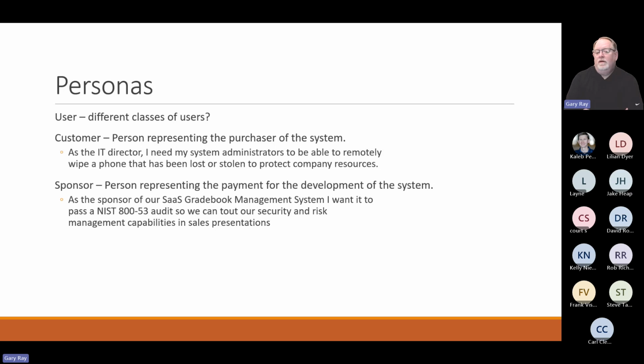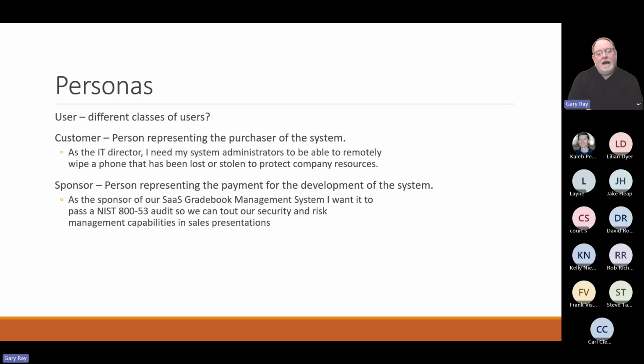And so stories, what we typically call user stories, can be valuable for people who are not users. Sponsors is another example. So this would be a person representing payment for or development of the system. As the sponsor of our SaaS gradebook management system, I want it to pass a NIST 853 audit, so we can tout our security and risk management capabilities in a sales presentation. So just as we go through stories, or as you go through stories, recognize that the direct users of your system may not be the only people whose needs you need to take into consideration.